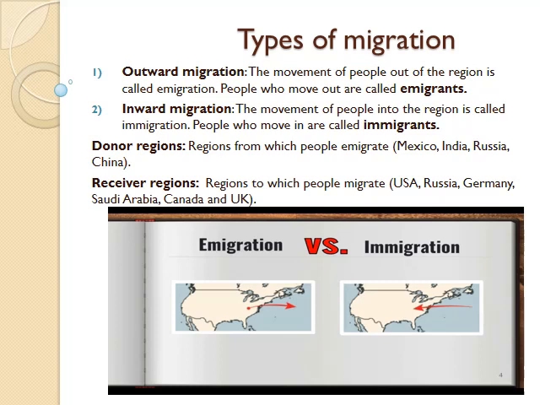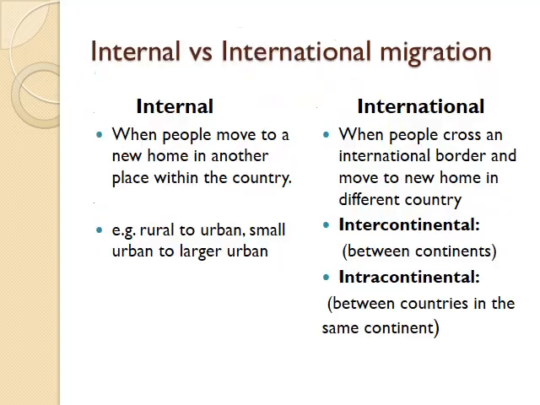There are two kinds of regions: number one, donor, and number two, receiver. Donor regions, from which people emigrate: Mexico, India, Russia, China. Receiver regions are regions to which people migrate: USA, Russia, Germany, Saudi Arabia, Canada and UK.